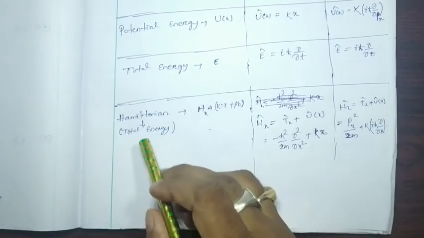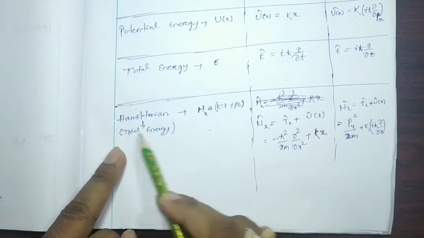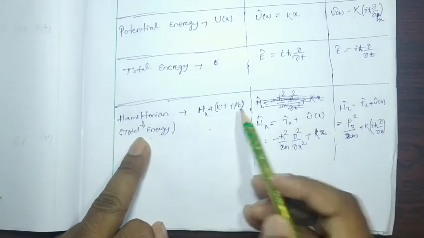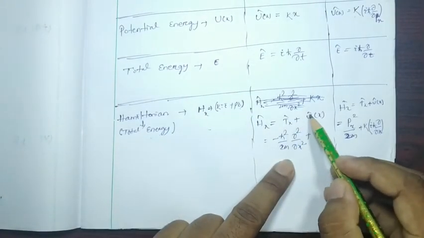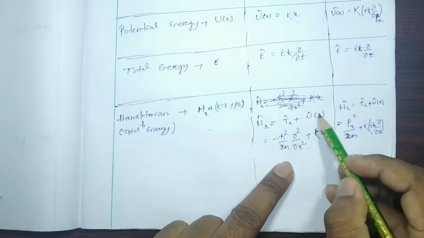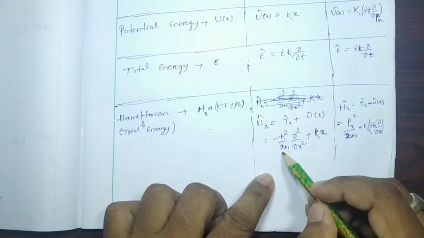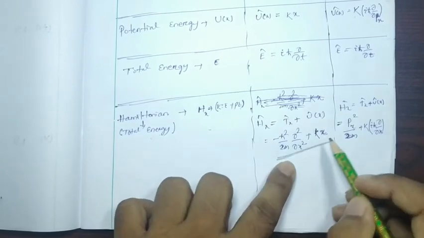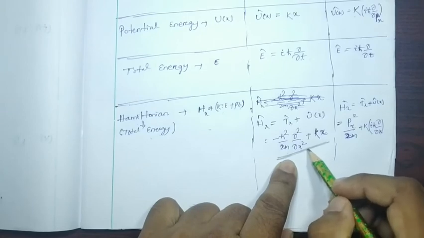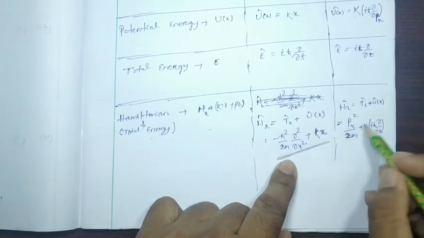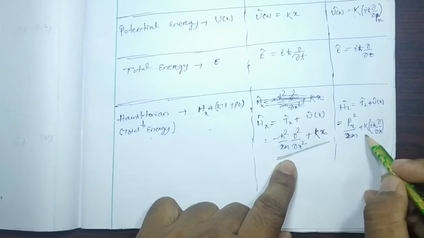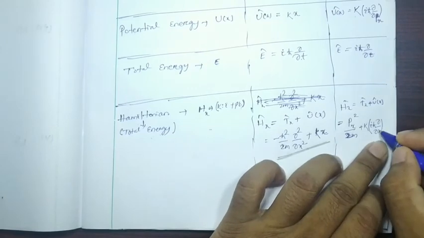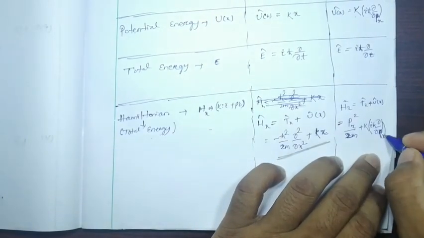Now the Hamiltonian along the x axis, or total energy, is represented by kinetic energy plus potential energy, that is Tx cap plus U cap as a function of x. It will be minus h cross square by 2m del square by del x square plus kx. This is the total energy operator in coordinate space. In momentum space it can be written as px square by 2m plus k i h cross del by del px.